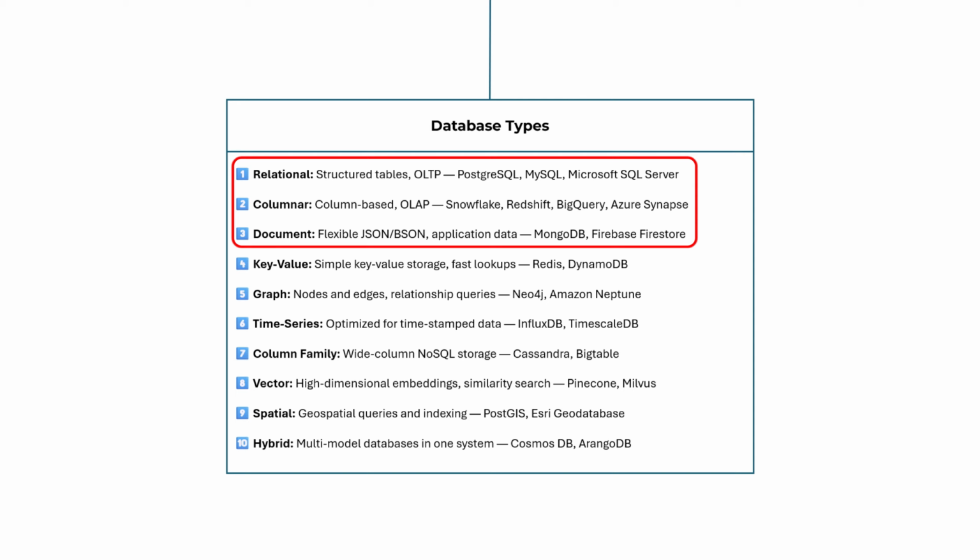Just these three database types alone cover more than 80% of global enterprise data use cases. And of course, there are other specialized databases for more specific needs. Key value stores for ultra-fast lookups. Graph databases for relationship-heavy data, such as Facebook or LinkedIn social connections or supply chain networks. Time series databases for efficiently handling timestamp data, and so on.